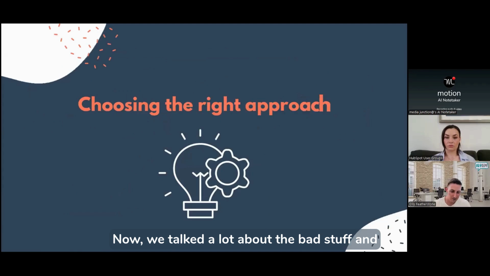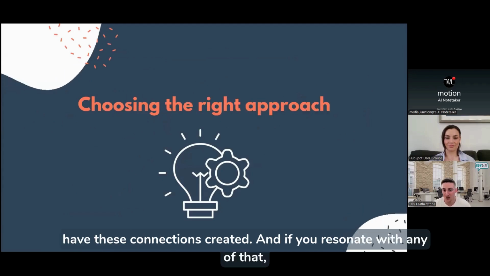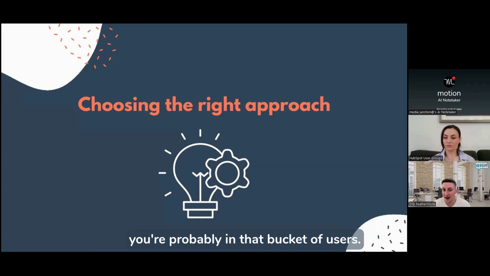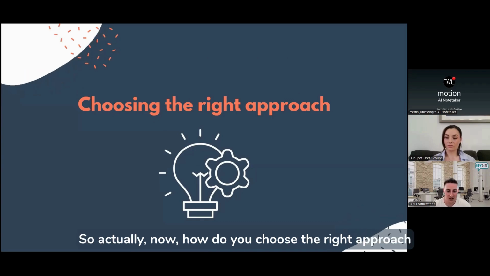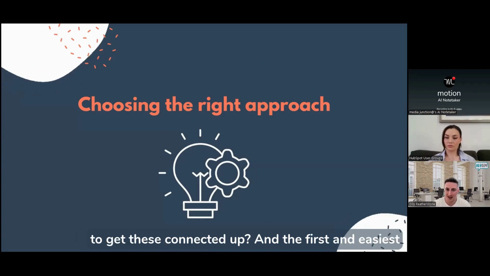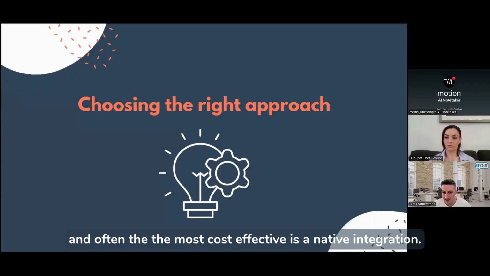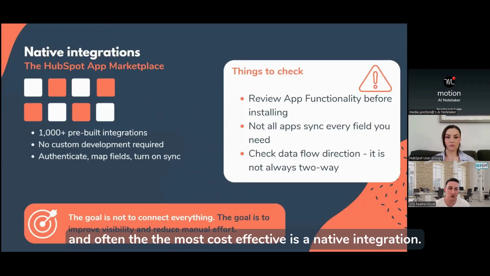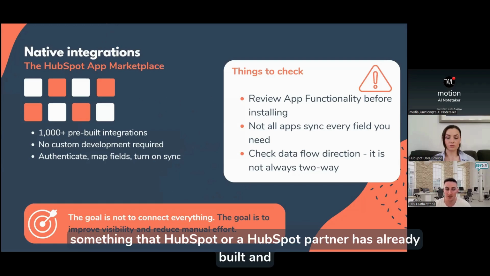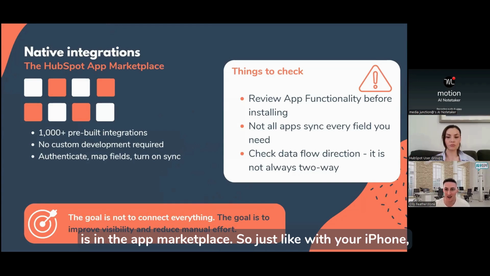Now, we talked a lot about the bad stuff and what it can look like if you don't have these connections created. And if you resonate with any of that, you're probably in that bucket of users. So now, how do you choose the right approach to get these connected up? The first and easiest and often the most cost effective is a native integration. What we mean by that is something that HubSpot or a HubSpot partner has already built and is in the app marketplace.